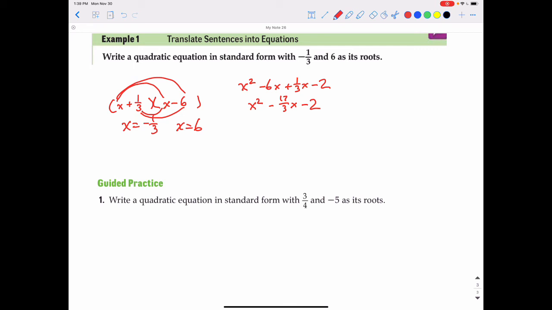And since this is a quadratic equation, we do have an equal sign, and remember, before we factor anything, we would always have it set equal to 0. So you just set it equal to 0 to make it your quadratic equation in standard form.